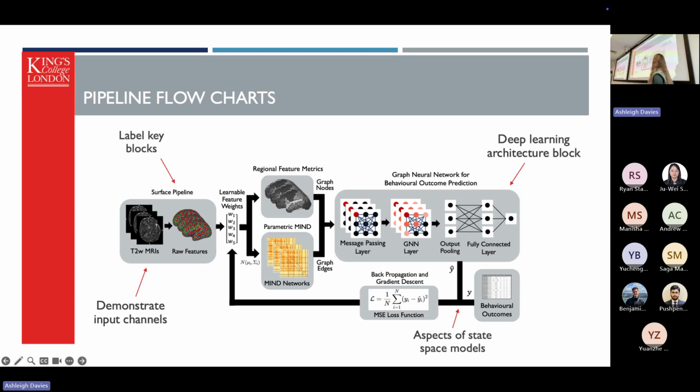Then you can combine it with these aspects that you see in the state space type models, where you take predictions and ground truths, for example. It's nice to see the loss function, and then you can plan your pipelines like this. So I think it's something that's worth doing.